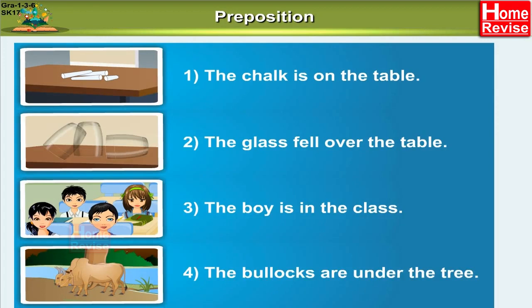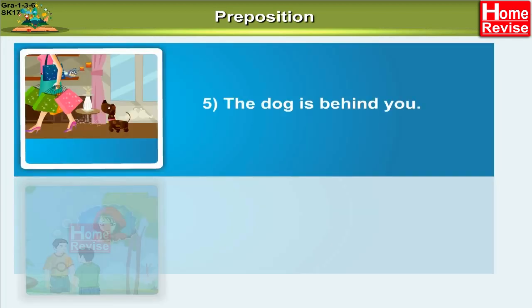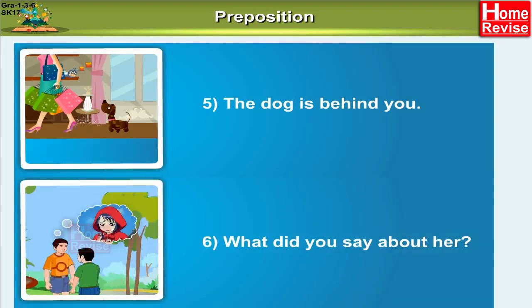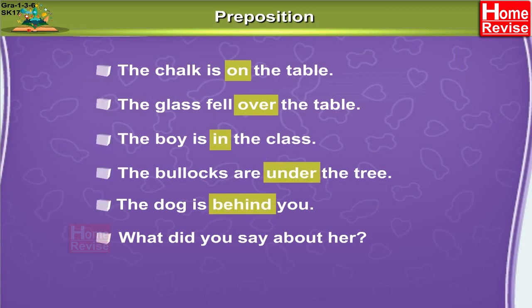In the sentences 1, 2, 3 and 4, on, over, in and under are placed before the nouns. In the sentences 5 and 6, behind and about are placed before a pronoun. Thus, in these sentences, on, over, in, under, behind, and about are prepositions.